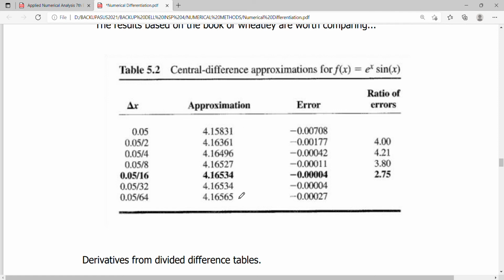Okay, so that's the first topic I'd like to present now. Of course, this is not the best way to deal with numerical differentiation yet. So we will move forward to the divided difference technique on the next video.